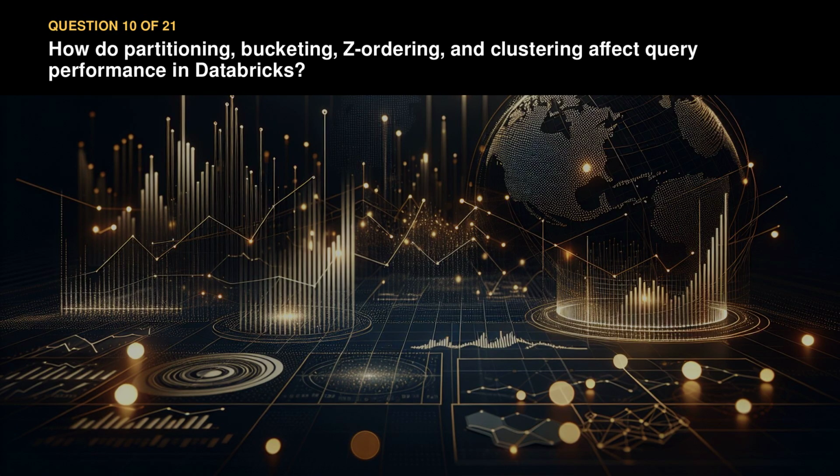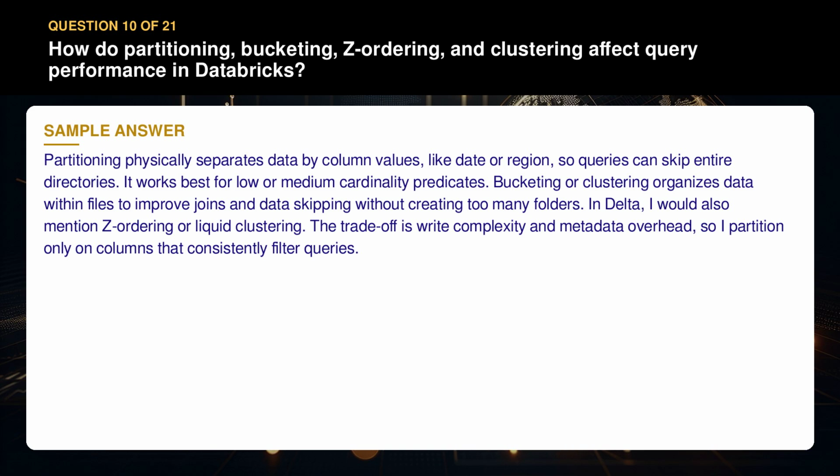Question 10. How do partitioning, bucketing, Z-ordering, and clustering affect query performance in Databricks? Partitioning physically separates data by column values, like date or region, so queries can skip entire directories. It works best for low or medium cardinality predicates. Bucketing or clustering organizes data within files to improve joins and data skipping, without creating too many folders. In Delta, I would also mention Z-ordering or liquid clustering. The trade-off is write complexity and metadata overhead, so I partition only on columns that consistently filter queries.